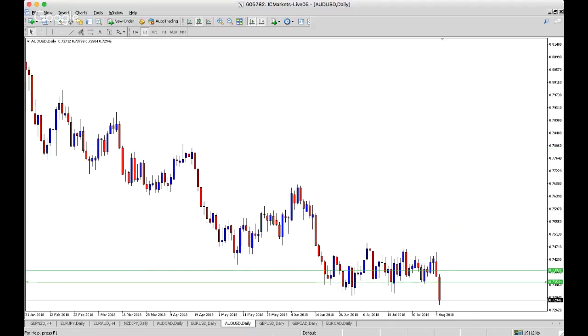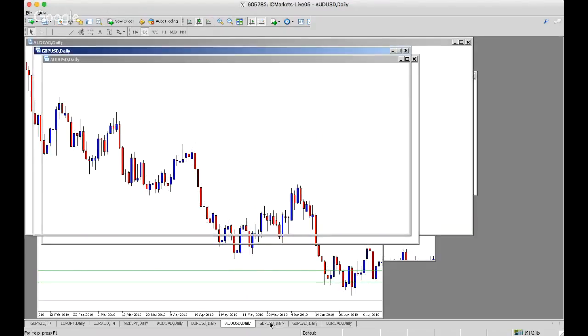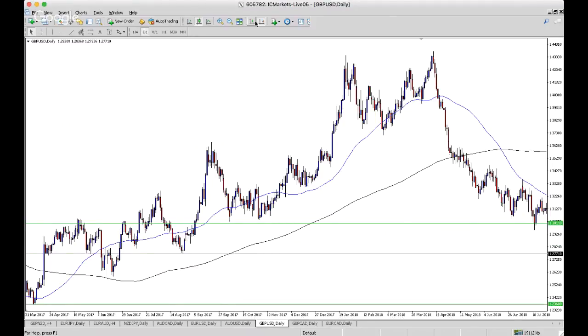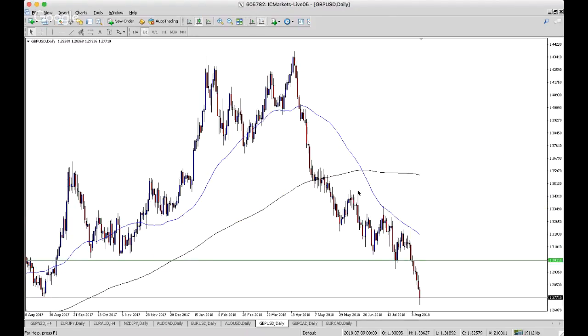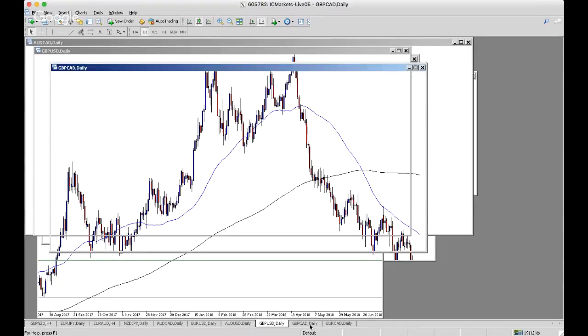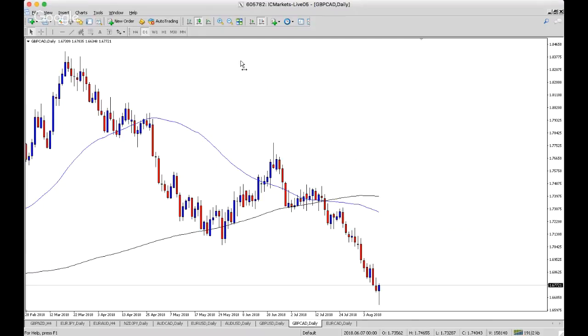Okay, for Aussie USD, Pound USD as well, going to be the same story altogether. Okay, I'm going to take a sell. I don't think I want to elaborate more, as you guys get the gist of where I'm coming from.